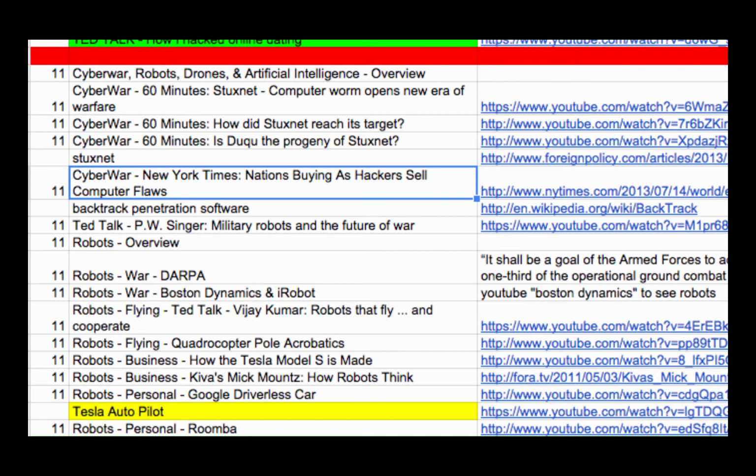And then the New York Times had this great article about hackers being able to sell computer flaws, vulnerabilities, and they sell them to nations. There's a website where if you're a hacker and you find a flaw, you can sell it to the highest bidder. And the nations will be like, yeah, totally, I want to know what that is, and I'll be the one using it. I'll pay you $4 million for it. Then I could get into the computers of people in other countries. That's a really fascinating article.